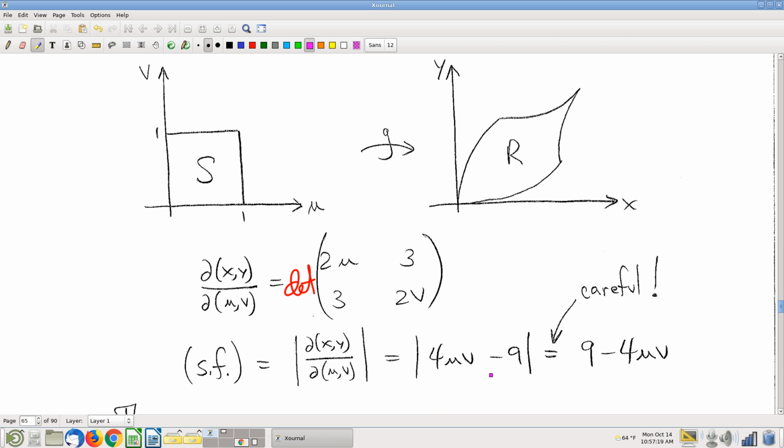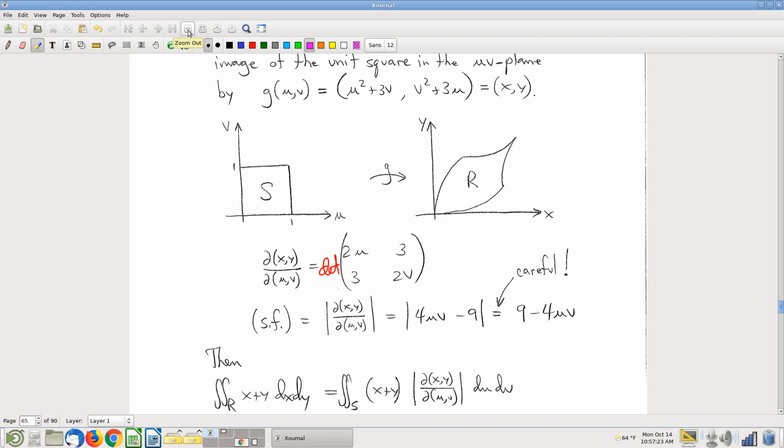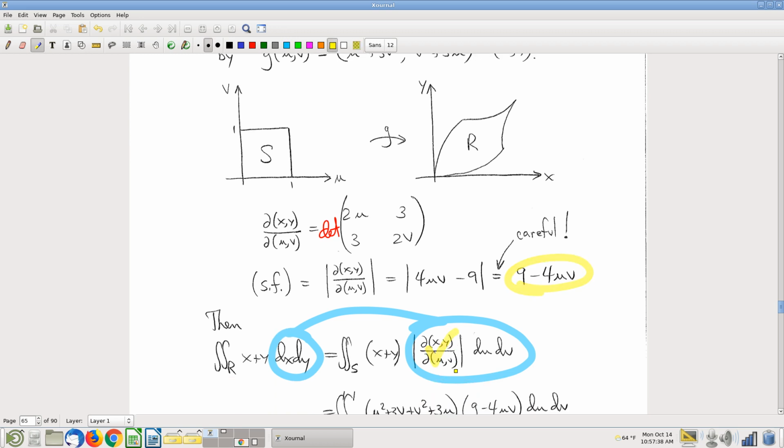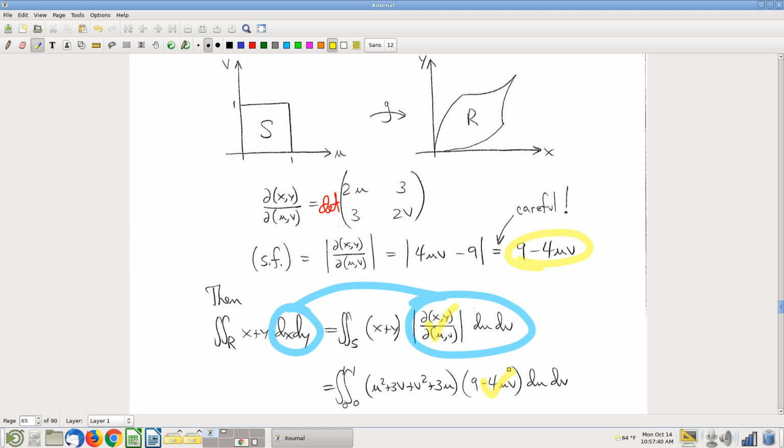Okay, so now it's just a matter of plugging in. It's pretty much all over. There's our stretching factor. If we want to know area on the right-hand side, well, it's stretching factor times area on the left-hand side. That's stretching factor right here, 9 minus 4uv. There's that. And now I just have to deal with the domain.